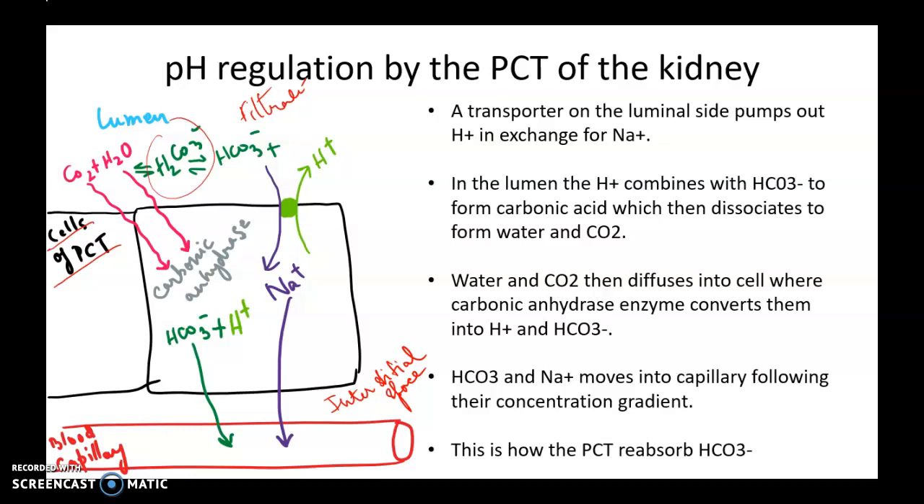So this is diffusion. These two come out by diffusion. Bicarbonate and sodium come out of the cell by diffusion. This is how the proximal convoluted tubule reabsorbs bicarbonate. So what are we seeing? That bicarbonate is being reabsorbed back into the blood capillary.